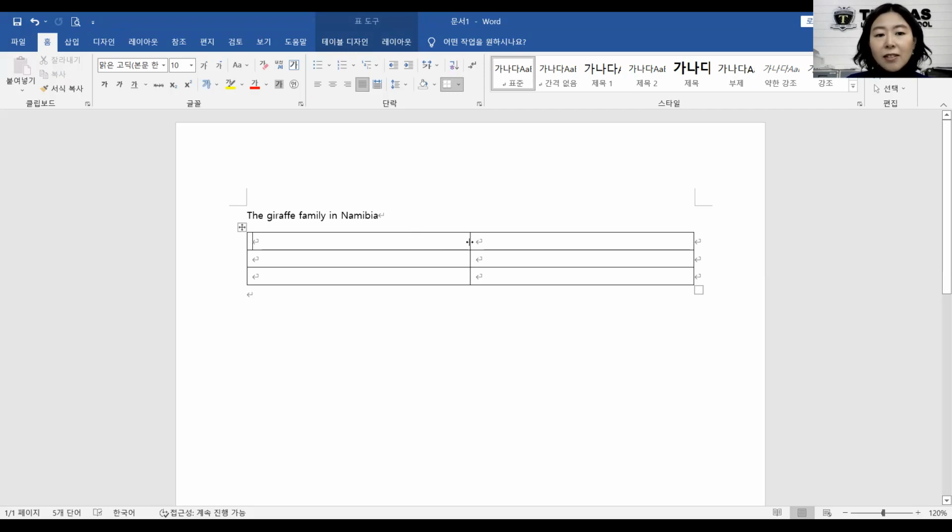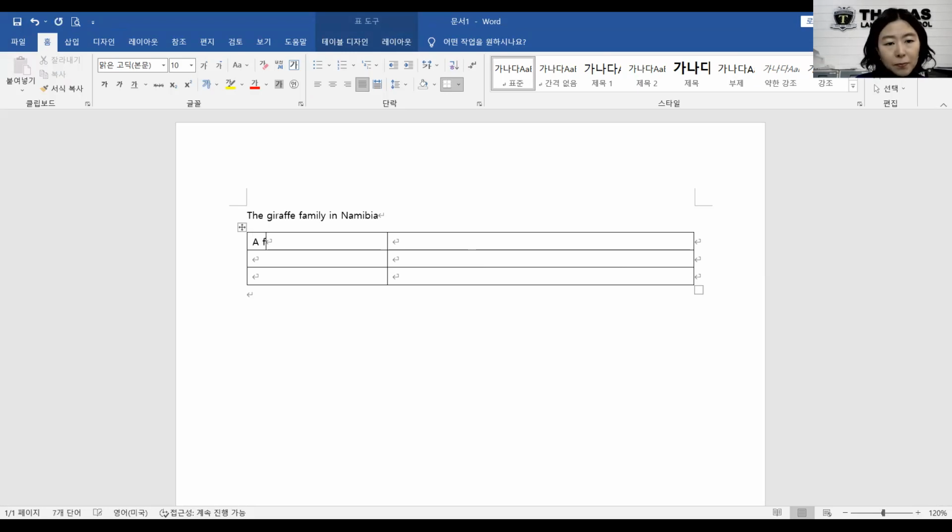Okay. Last time, I think you wrote an essay about the giraffes. Good job, you did very well, I saw it. Today we can practice mind mapping from the passages. Okay, what is the first paragraph's idea? It's about a giraffe family.